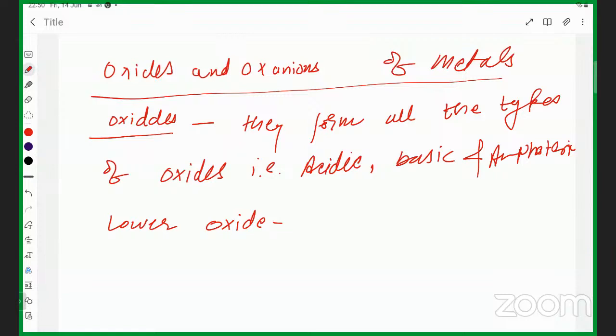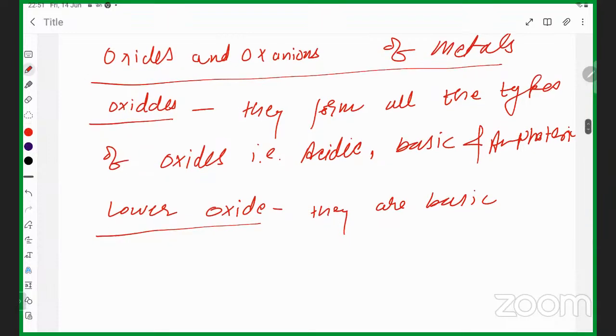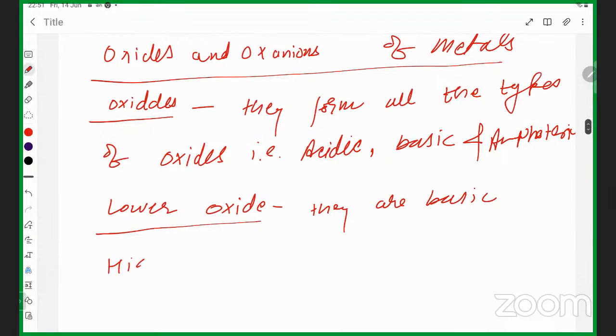Sir, they can be acidic. Why? They give electrons, so they are basic. Metal oxides are basic because they give hydroxide. Higher oxides, do you know what I mean? Lower oxidation state oxides are basic. Higher oxidation state oxides, what are they going to be? They are acidic.